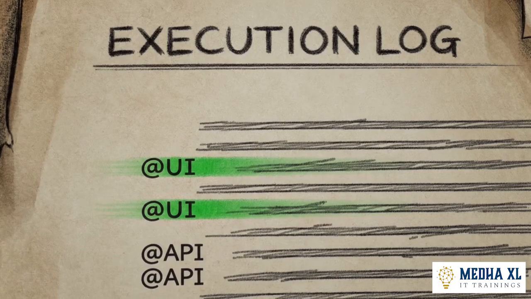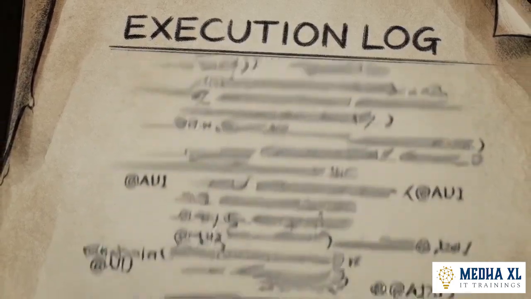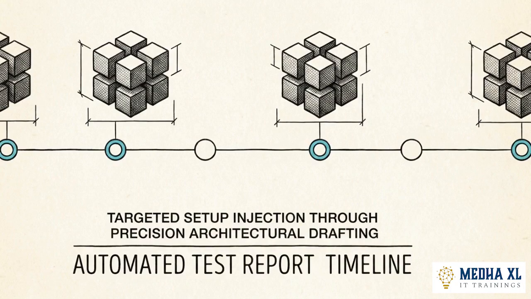During runtime, the engine rapidly evaluates the metadata tags on each feature file. It maps those tags against the available hooks and only injects the matching setup logic into the execution timeline. By utilizing conditional execution, a rigid framework becomes highly targeted.